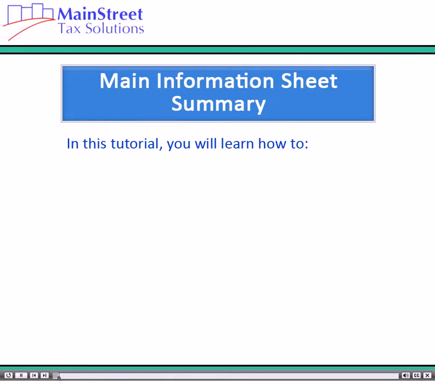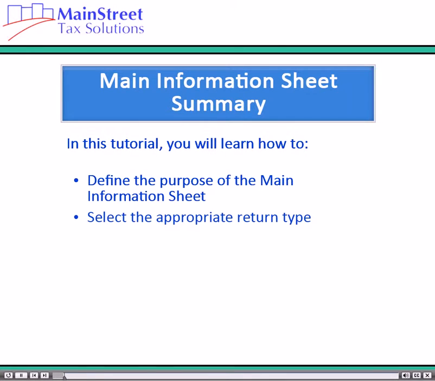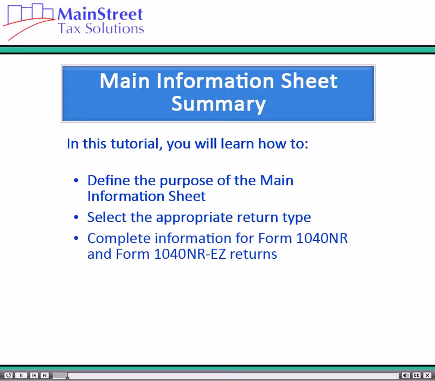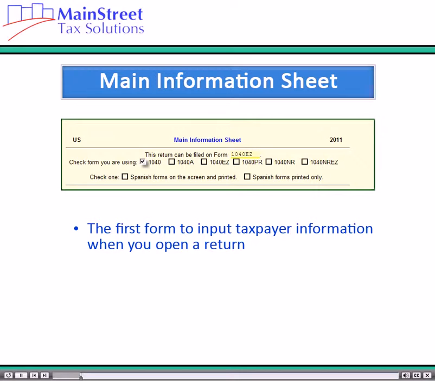In this tutorial, you will learn how to define the purpose of the main information sheet, select the appropriate return type, complete information for Form 1040NR and Form 1040NR Easy returns, and view forms and help in Spanish. The main information sheet is the first form used to input taxpayer information. You must complete the main information sheet before proceeding to any form in the return.